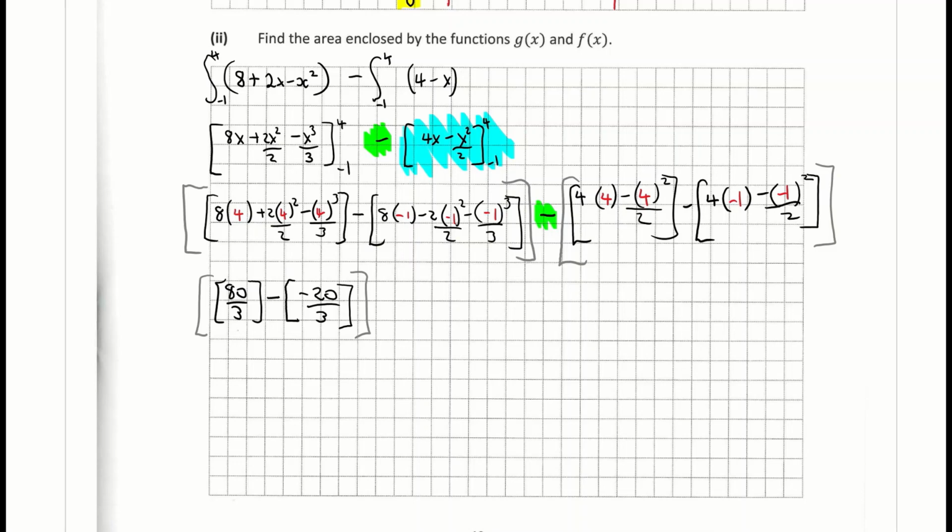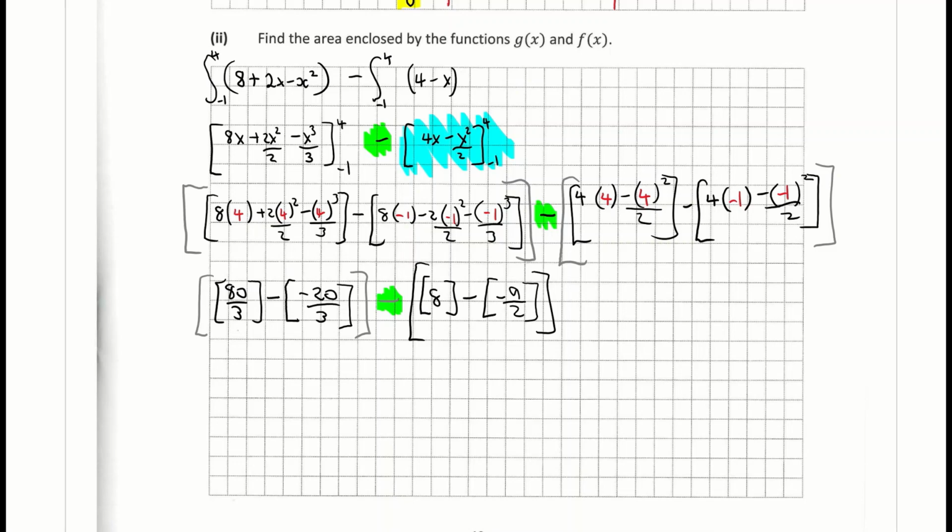From that, I'm now subtracting. So I'm going to put this in green so we know that this is this minus coming down each time. The limit of the line now, so 4 multiplied by 4 minus 4 squared over 2, is giving me 8. And then I have to subtract the 4 multiplied by the minus 1 minus the minus 1 squared over 2, which is giving me minus 9 over 2. And I'm going to put them into its own square bracket.